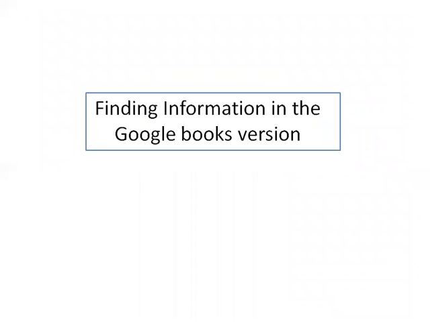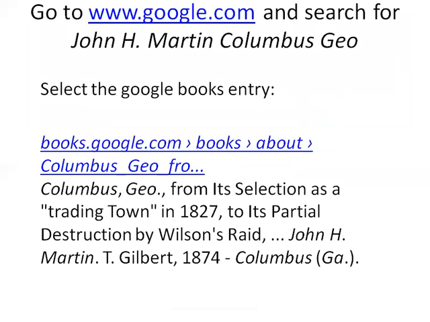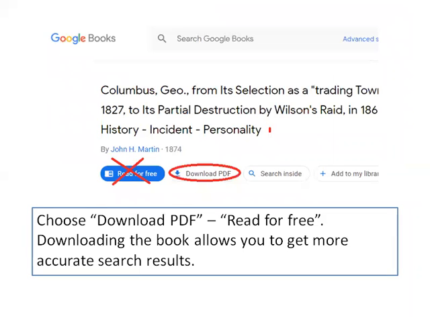So if you don't have Ancestry, you should probably use the Google Books version. And you should go to google.com and search for John H. Martin Columbus GEO and pull up the Google Books entry for that result. Here's what the entry looks like. And you do have the option of reading it for free or downloading it. I've crossed through read for free because you need to download it to get the more accurate search results. So I'm going to download the book.